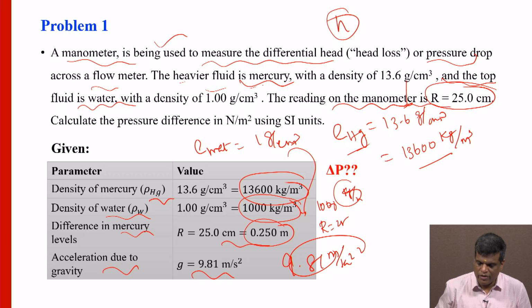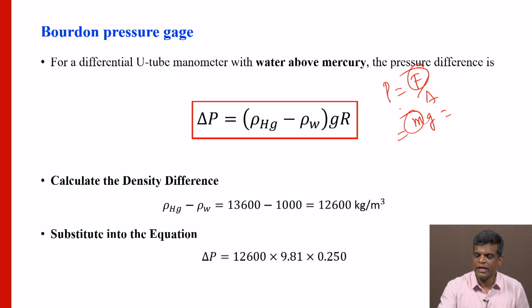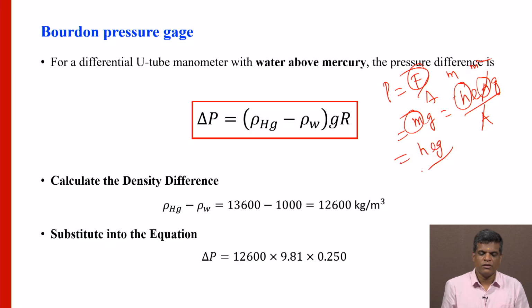Now we know everything, and we know the formula. Because we already derived P equals F by A, the F you can write as mg, m into g. How do we write m? m is H rho A g, divided by A. Because the height is in meter and the area in meter square, the A cancels out, and finally we get H rho g. That is the pressure.